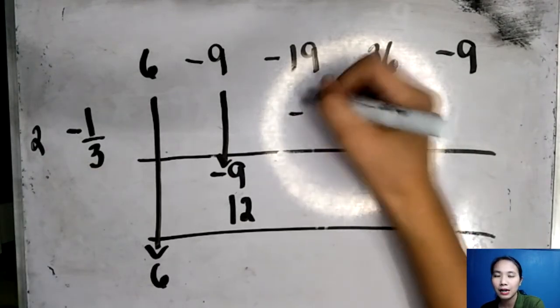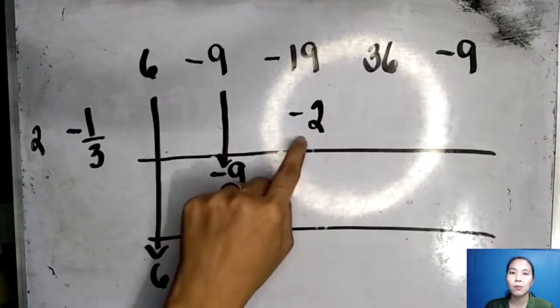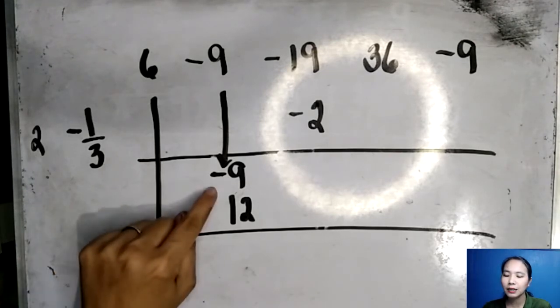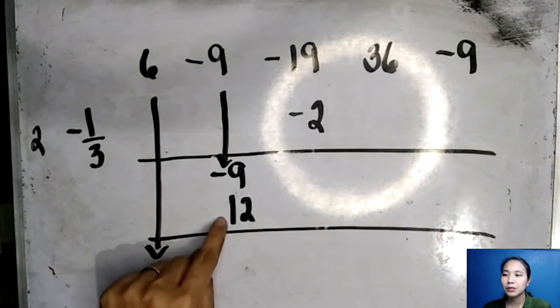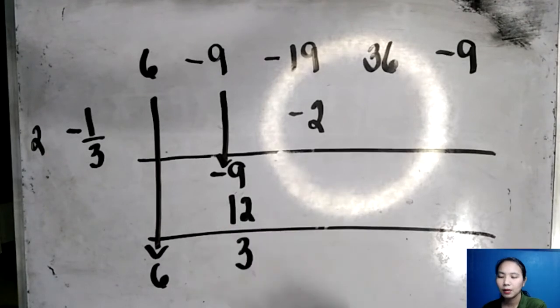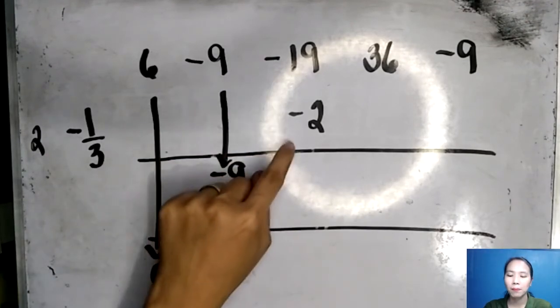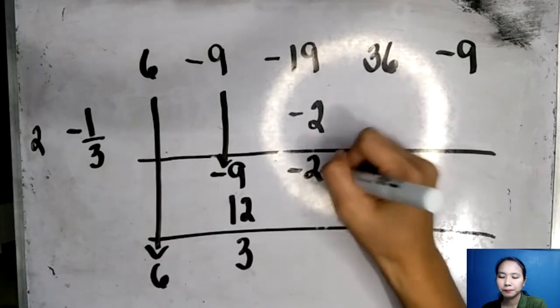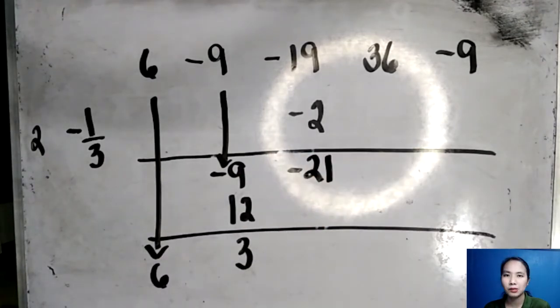Dito natin ilalagay sa ikalawang row. And then, mag-a-add tayo ng given. Negative 9 plus 12 is equal to positive 3. Negative 19 plus negative 2 is equal to negative 21. Then, we'll repeat the process.